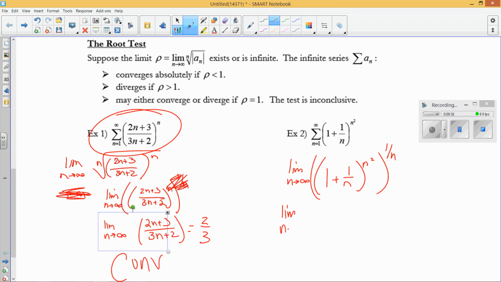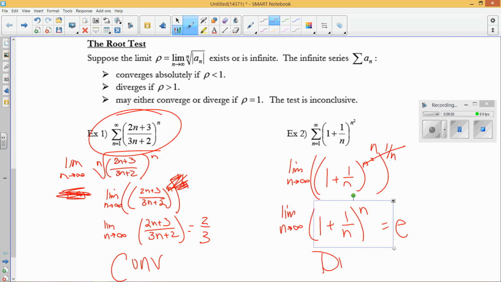So I take the limit as n approaches infinity. N squared times 1 over n becomes n of 1 plus 1 over n to the n. And that limit you all know is e, equals e. Since e is, no, it's not less than 1, e is greater than 1, so this diverges. Done.